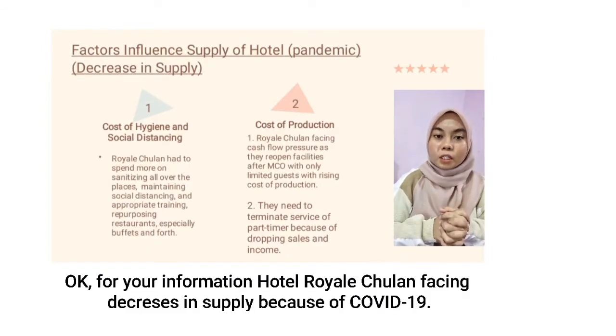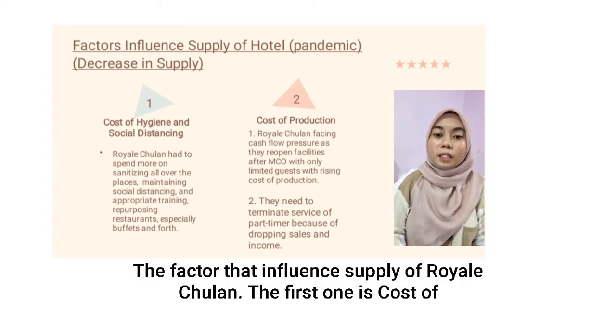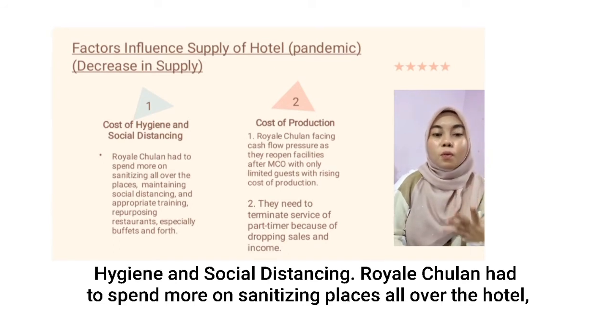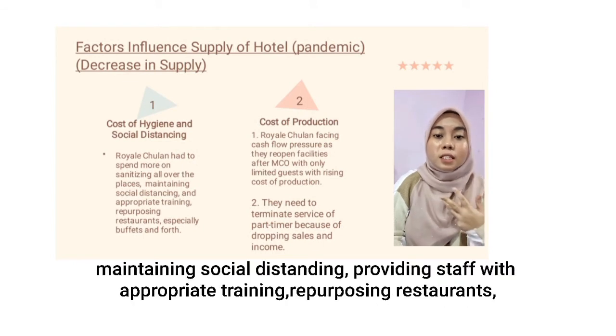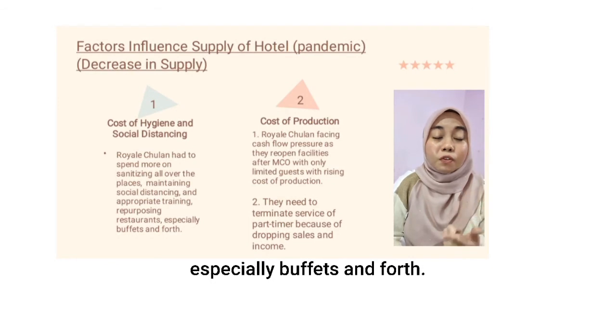Okay, for your information, Royal Chulan is facing a decrease in supply because of COVID-19. The factors that influence the supply of Royal Chulan, the first one is the cost of hygiene and social distancing. Royal Chulan had to spend more on sanitizing all places of the hotel, maintaining social distancing, providing staff with appropriate training, and repurposing the restaurant, especially the buffet.